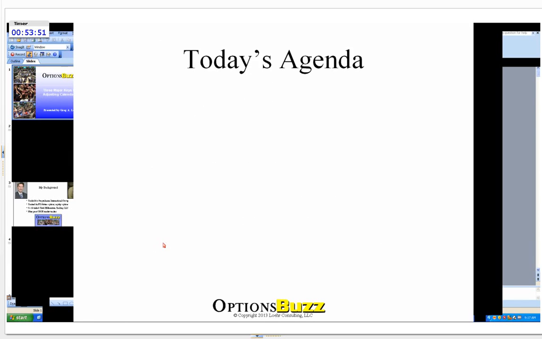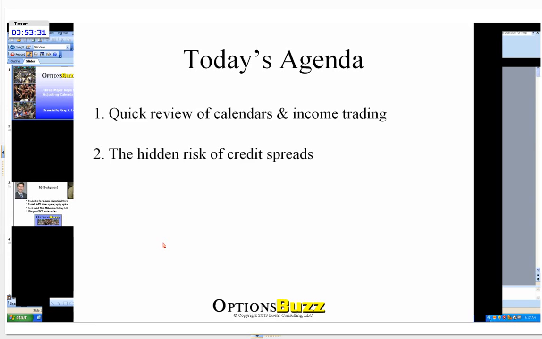Because again, we're not going to reinvent the wheel here or rehash what we've done, but we're going to build upon this idea of looking at income trades. In fact, here's today's agenda. We'll go through a quick review of calendars and income trading. You can use all sorts of strategies as income trades. We're going to look at the hidden risk of credit spreads. There's nothing wrong with a credit spread, nothing wrong with any particular strategy. We're just going to look at the hidden risk that a lot of people don't really see.